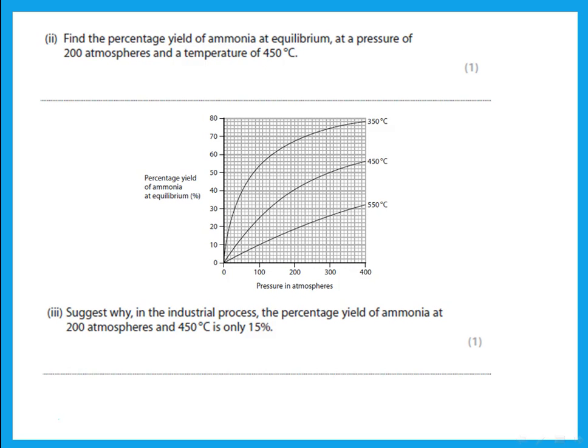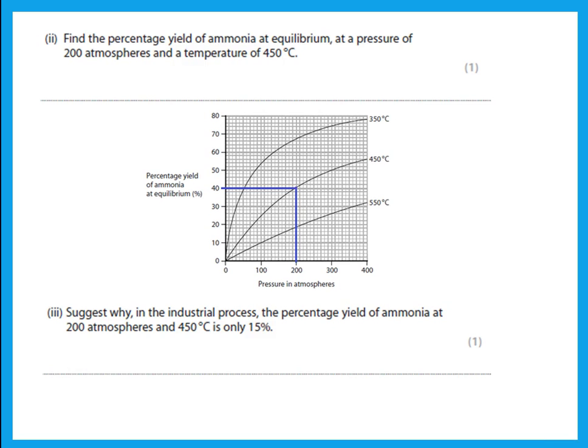Find the percentage yield of ammonia at equilibrium at a pressure of 200 atmospheres and temperature of 450. So you look at the graph and you take a look. Where is the 200 atmospheres and the 450? Well, according to this graph, the percent yield was 40%.